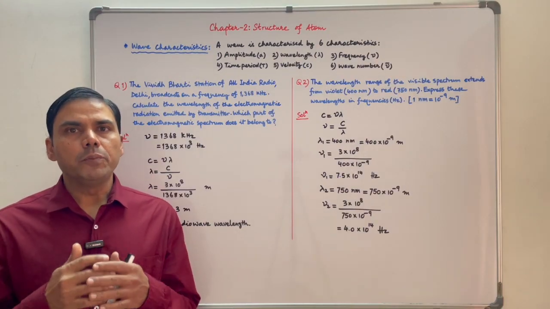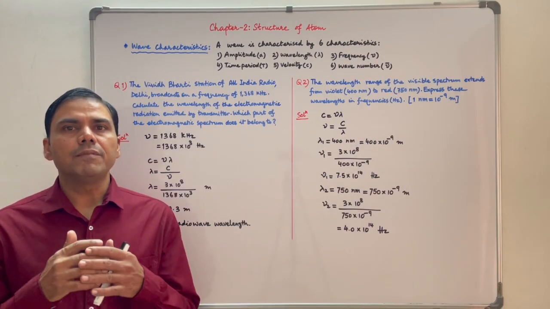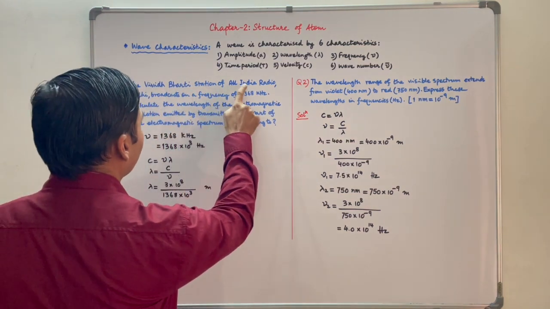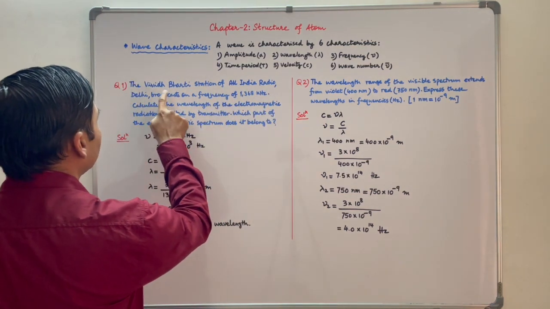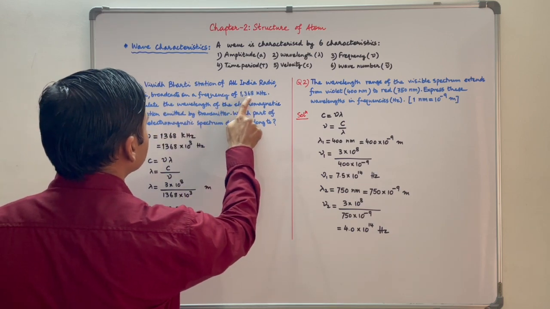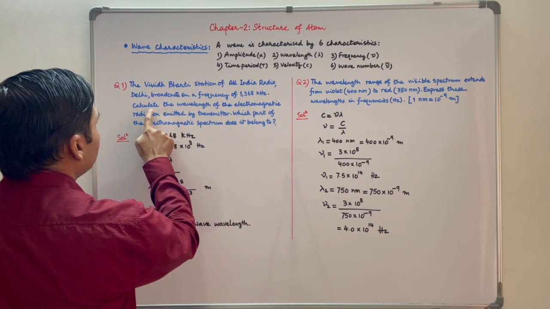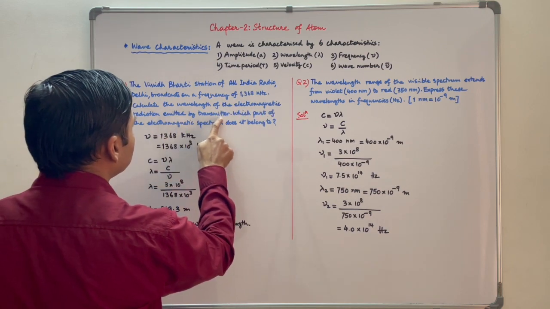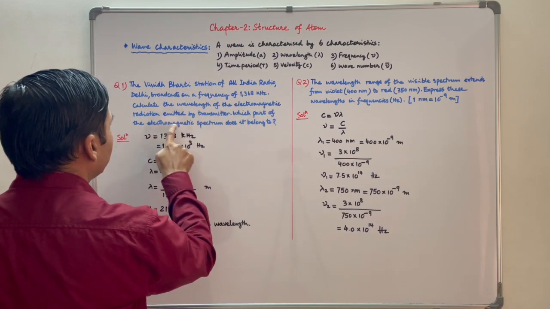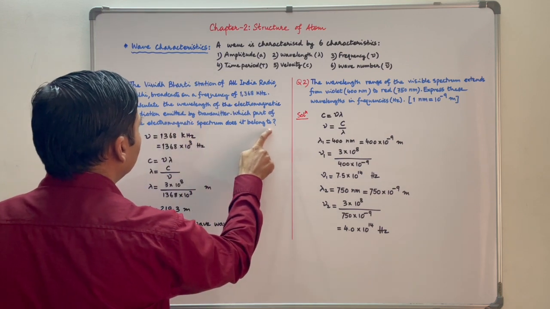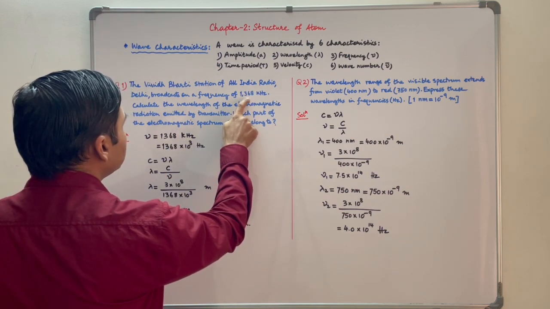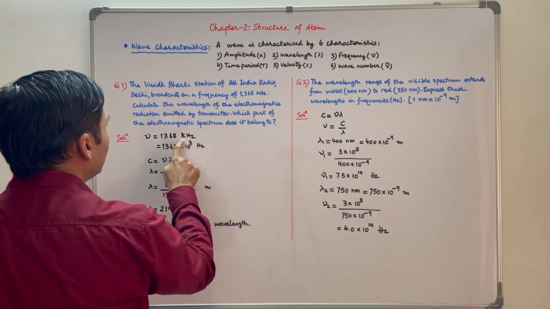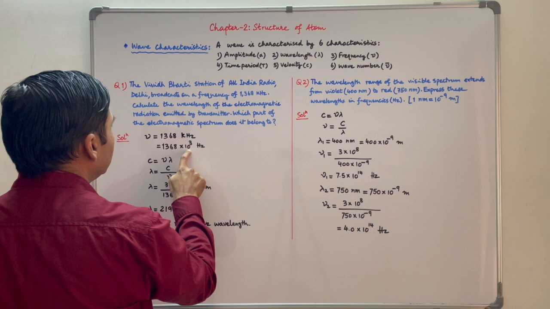Now let us see a few numericals based on the theory we have gone through. First question, the Vivid Bharati station of All India Radio, Delhi, broadcasts on a frequency of 1368 kHz. Calculate the wavelength of the electromagnetic radiation emitted by the transmitter. Which part of the electromagnetic spectrum does it belong to? Nu is given as 1368 kHz. We will change it to Hertz. So 1 kHz is equal to 10 to power 3 Hertz.